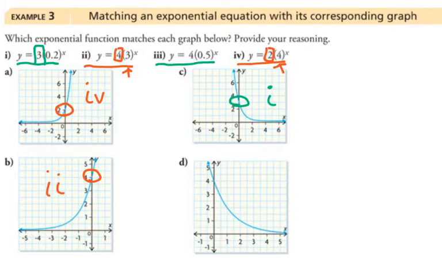And again, by process of elimination, D should pair with III, but just double checking against the y-intercept, the equation says 4, and the graph does have a y-intercept of 4, so those two match.